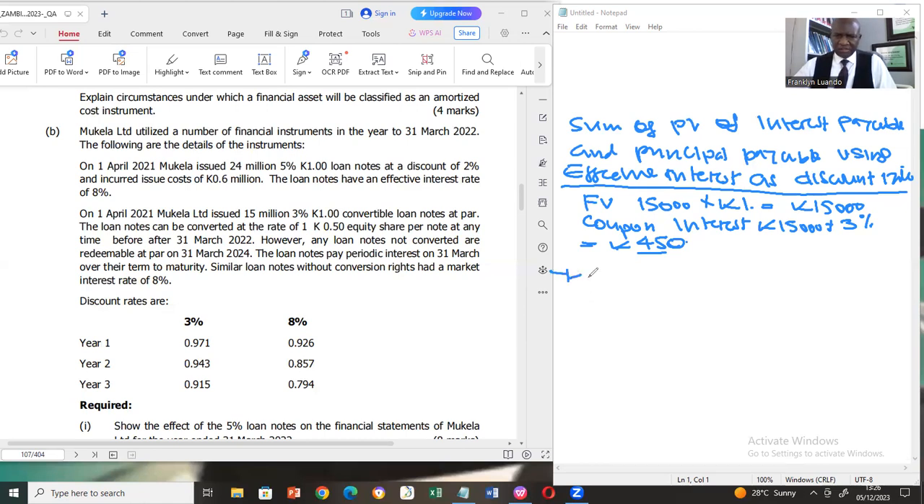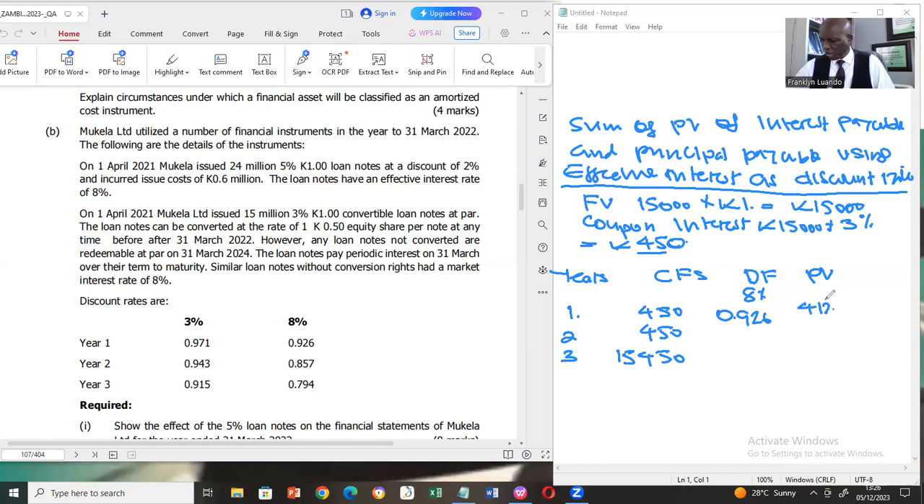We have the year, cash flows, discount factor at 8%, which is the effective interest rate, and present value. Year 1, we have 450. Year 2, it will also be 450. Year 3, the final year, there will be 2 components, coupon interest and the principal amount, so it will be 15,450. The discount factor we are given, 0.926, gives us 417.70 when you multiply.